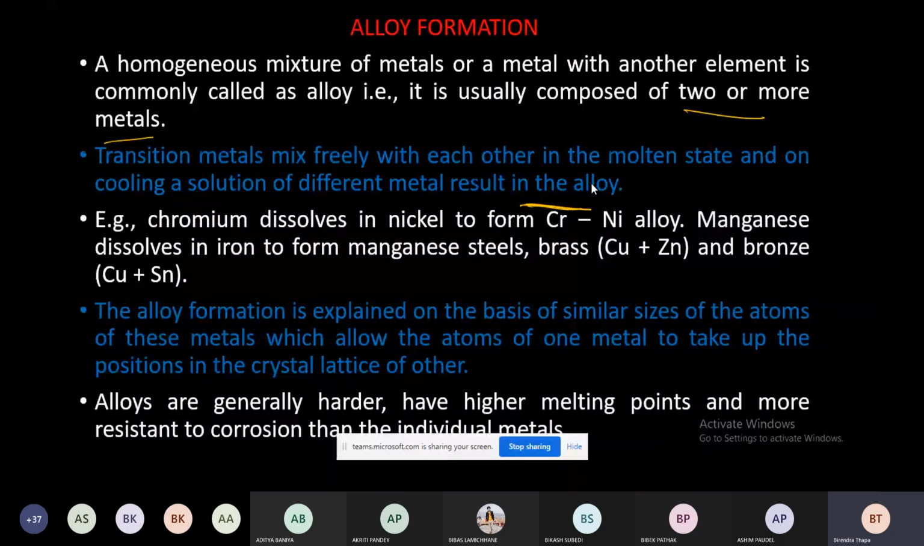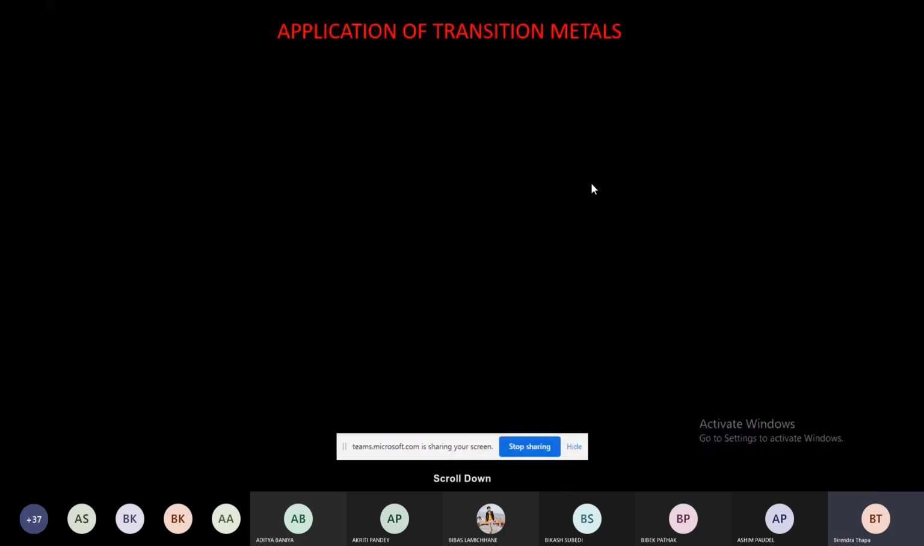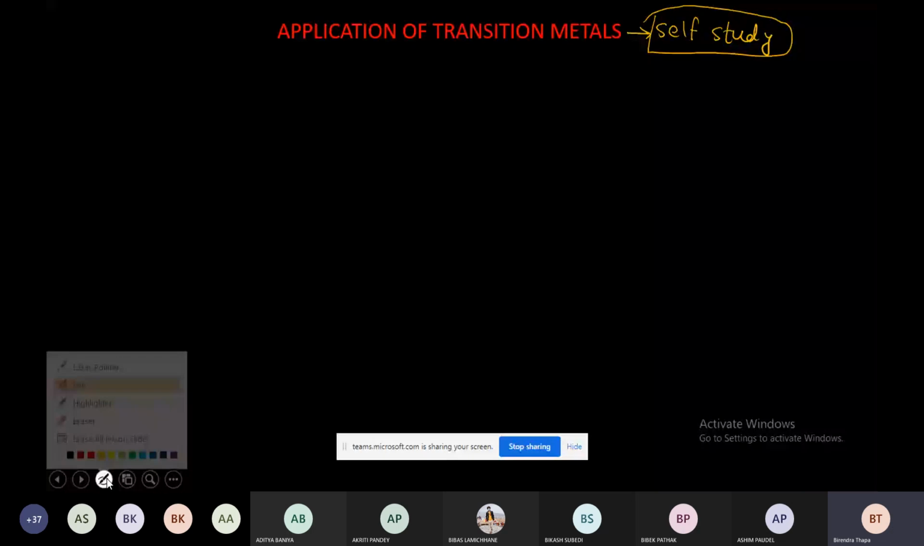Now let's go to the next one, applications of transition elements, applications of transition metals. This is actually your self-study part. You have to do it yourself. Some points are given here as well. I'm going to discuss only certain properties or certain applications of transition elements.